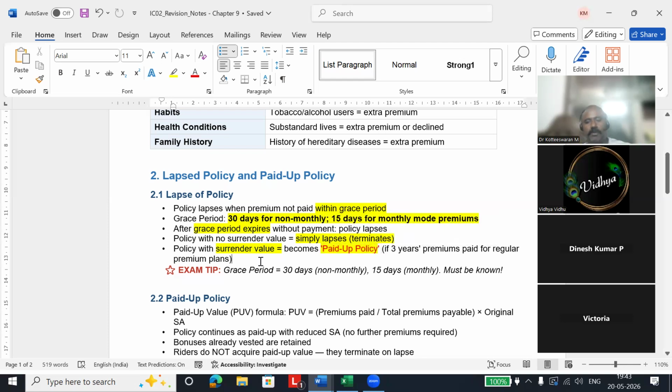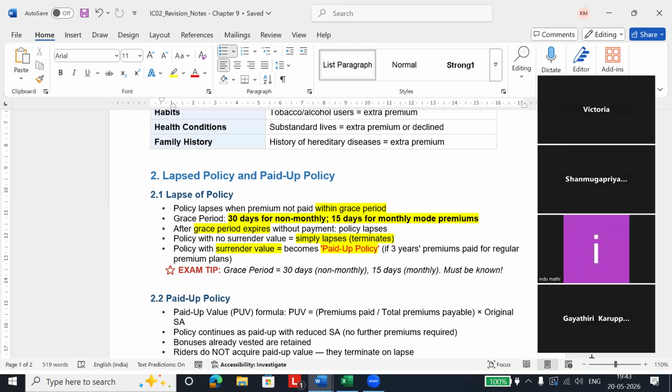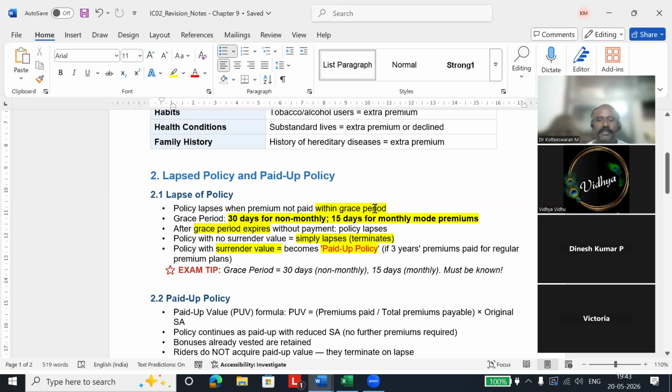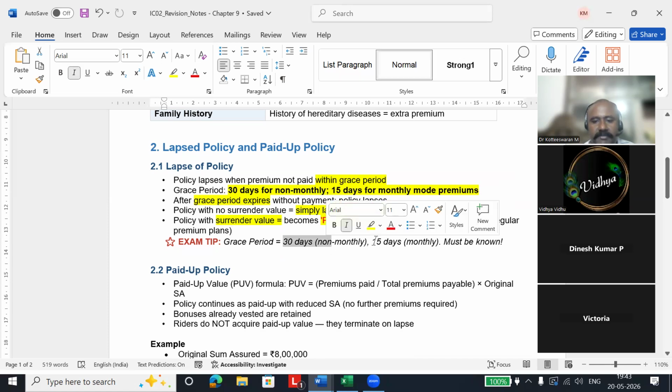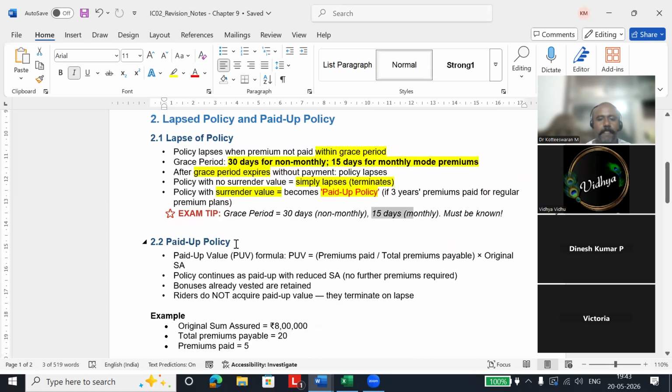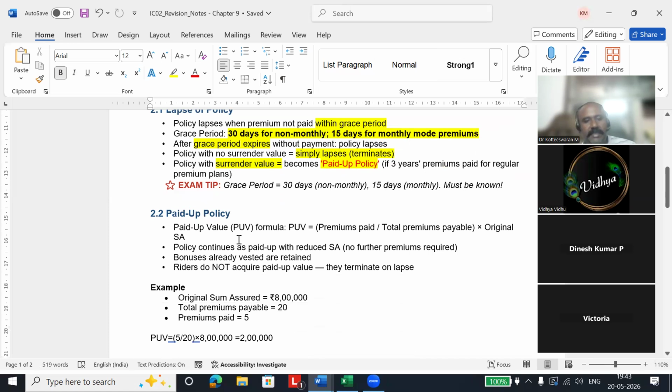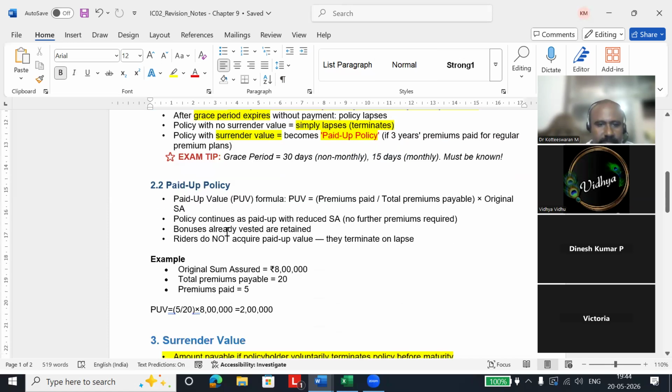Okay. Any questions in paid up policy? No questions? Okay. So this is an important question. 30 days, 15 days and paid up policy. We'll see the paid up policy separately with some examples.